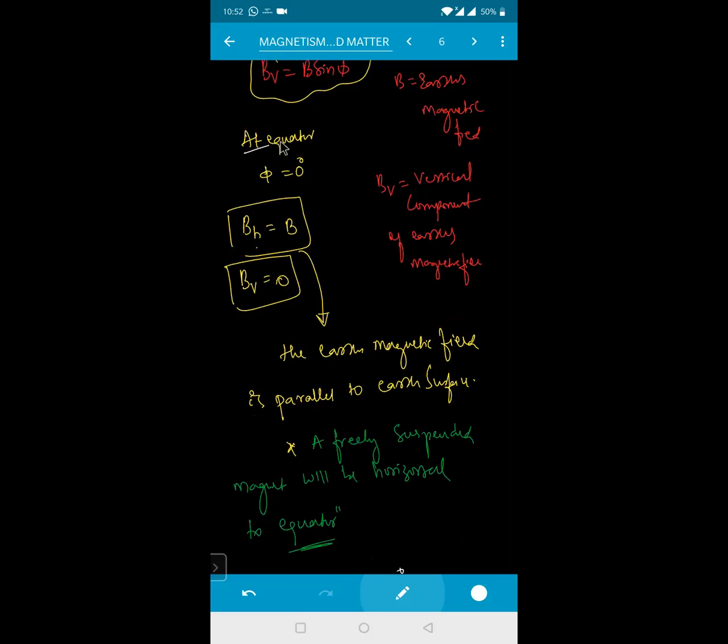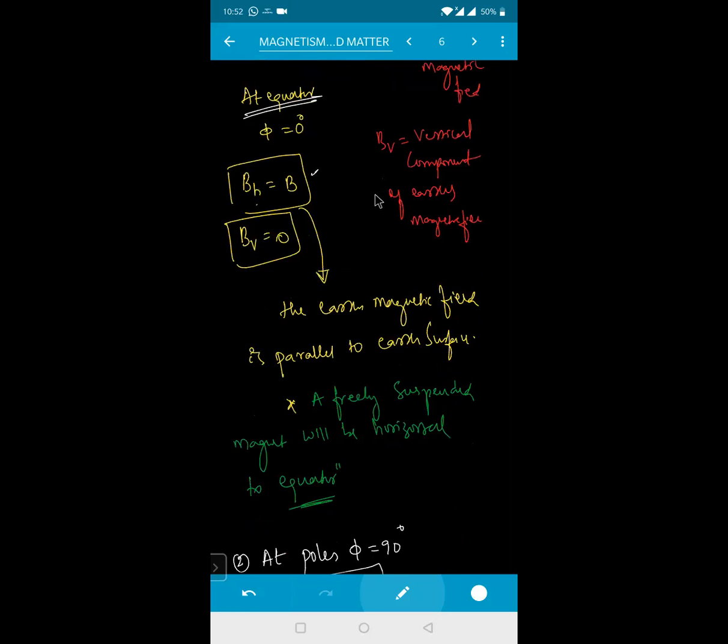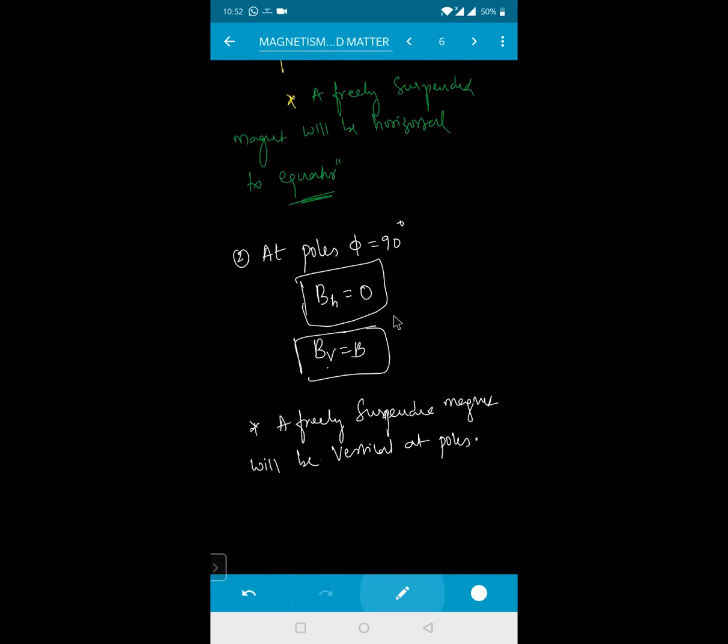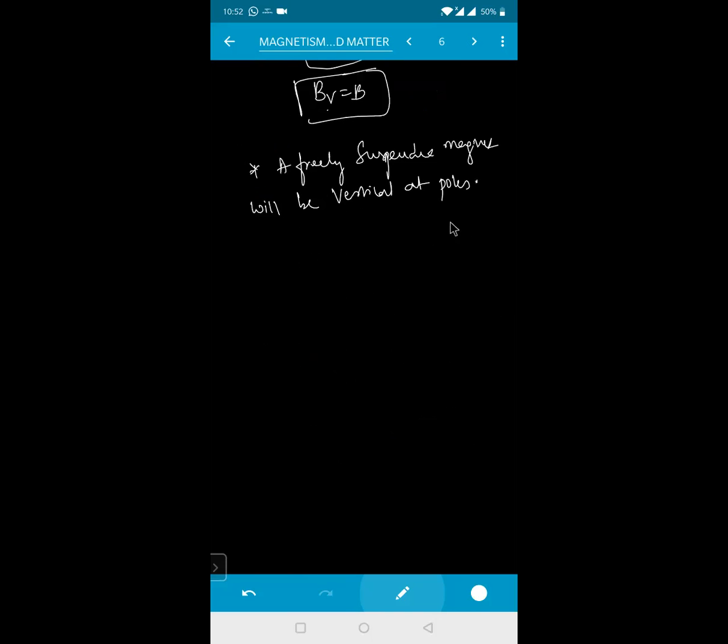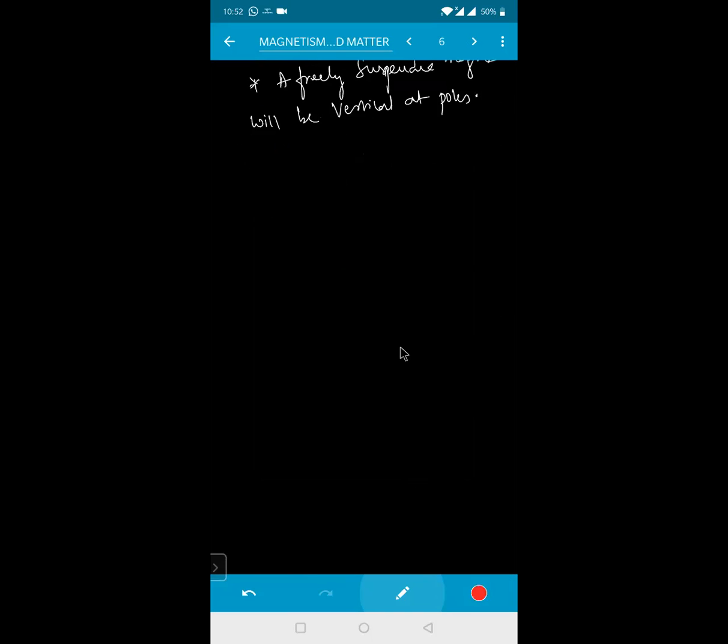At the equator, the phi value is 0. So at the equator, we have only the horizontal component; the vertical component will be 0. At the poles, the horizontal component is 0 and the vertical component will be equal to B. Now this is something very important for your competitive examinations. You need to remember the angles very importantly.